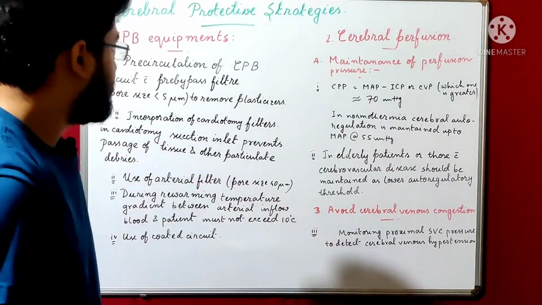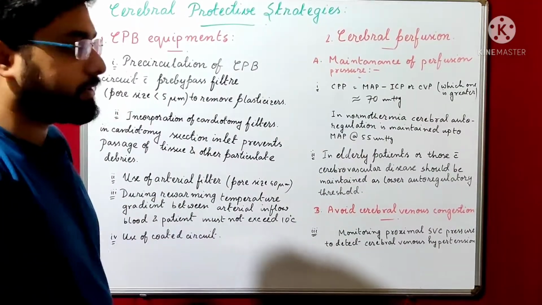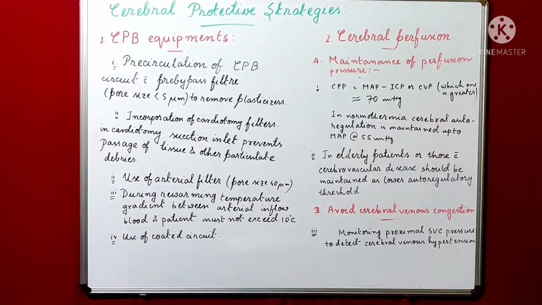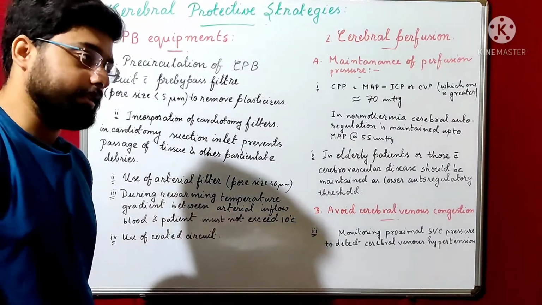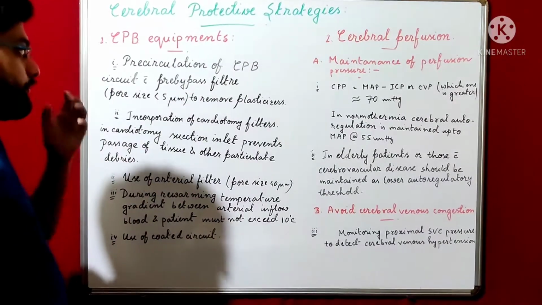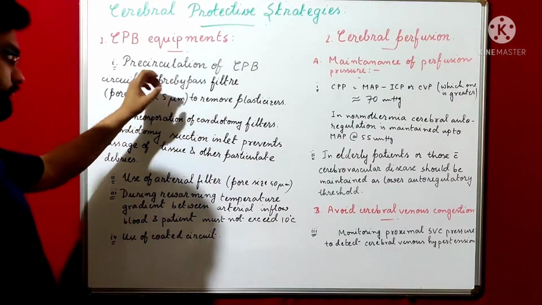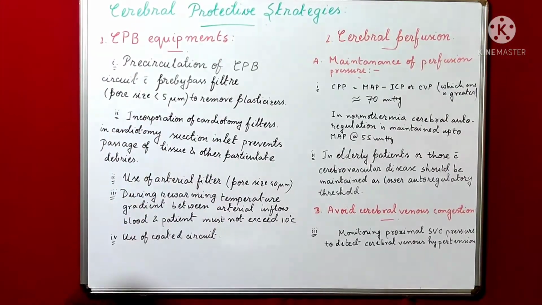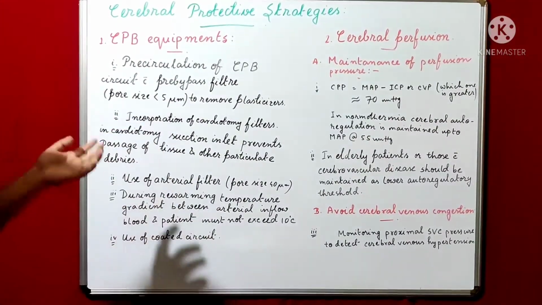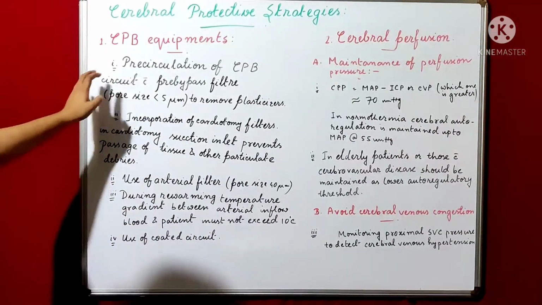We can pre-circulate the CPB, that is, pre-circulate the cardiopulmonary bypass circuit with a pre-bypass filter, which has a pore size of less than 5 micrometer, and this removes the plasticizers because the extensive surface of the CPB circuit is made of plasticized PVC. Any manufacturer debris, especially plasticizers, if present, will be removed if the CPB circuit is pre-circulated with the pre-bypass filter.